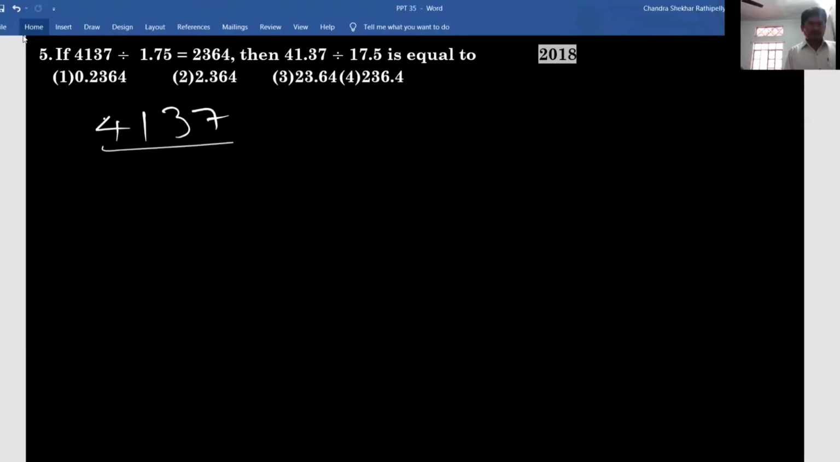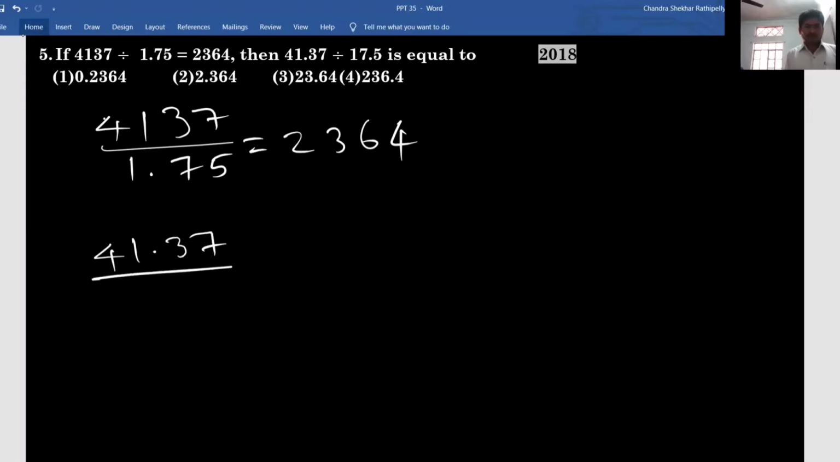41.37 by 1.75 is equal to 23.64 is given. Basing this, we have to find the value of 41.37 by 17.5 is equal to. So what will we get?